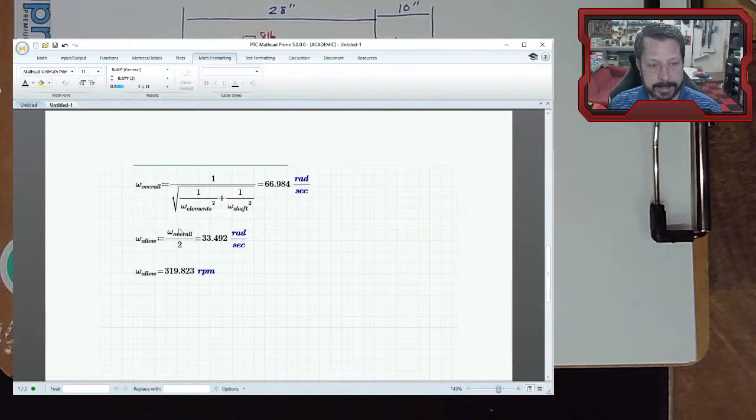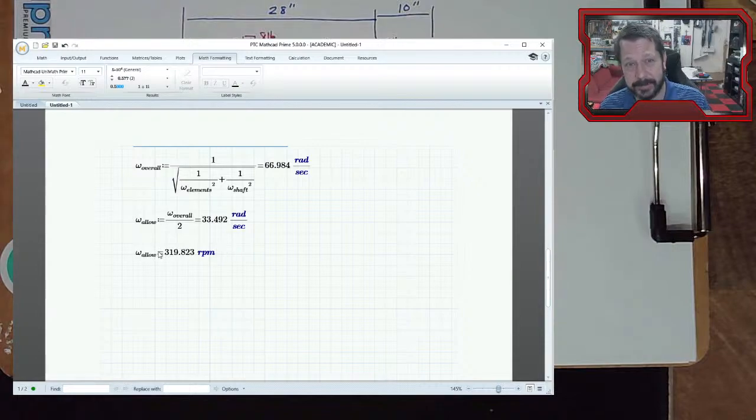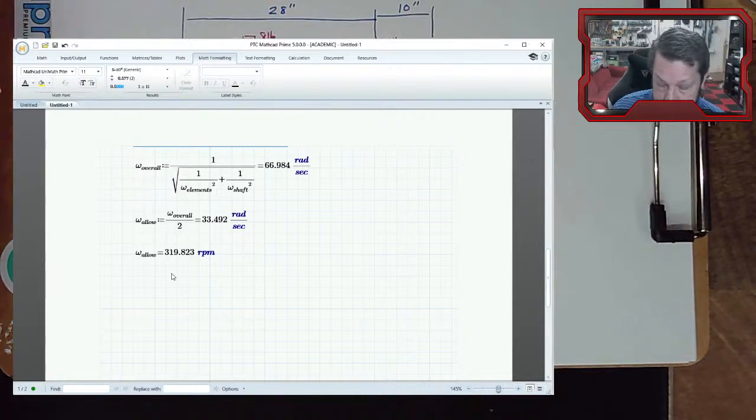And then I said that there is a guideline that your allowable speed should be half or less of the critical speed that you just calculated. So we divided by 2. And then I switched over to RPM just because a lot of times you talk about shaft RPM instead of shaft radians per second. And that's where we left off. That's when I finally looked and you said we couldn't see the screen.